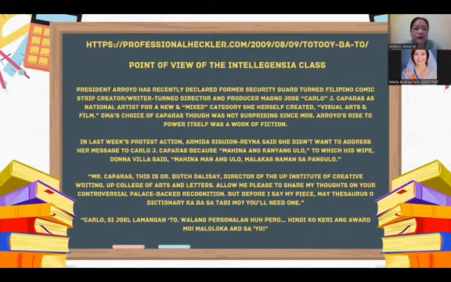President Arroyo has recently declared former security guard turned Filipino comic strip creator and writer, turned director and producer, Manuel Jose Carlo J. Caparas, as National Artist for a new and mixed category she herself created, visual arts and film. GMA's choice of Caparas was not surprising, since Mrs. Arroyo's rise to power itself was a work of fiction.